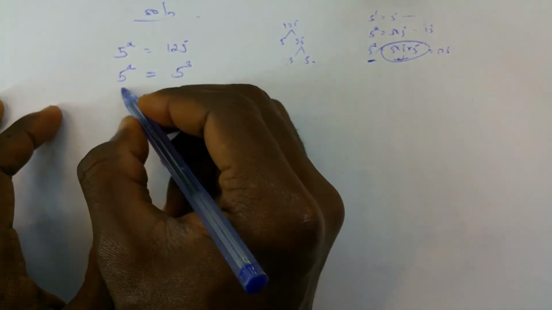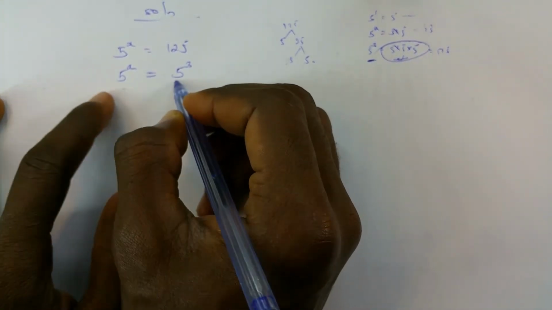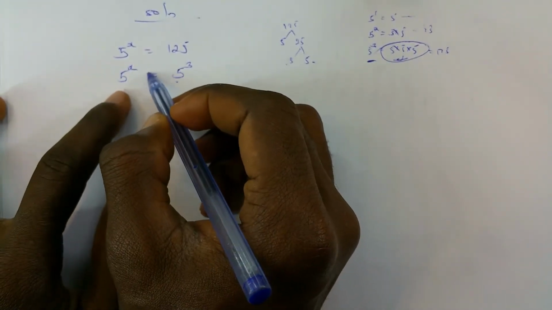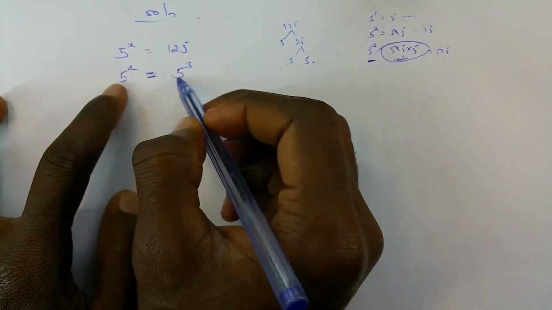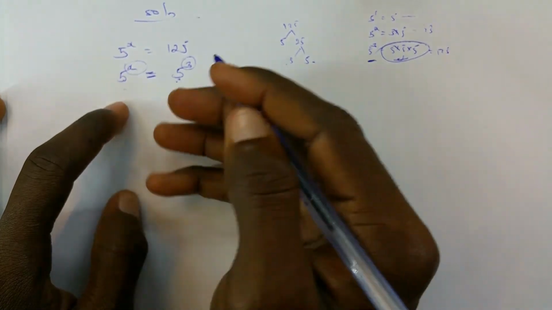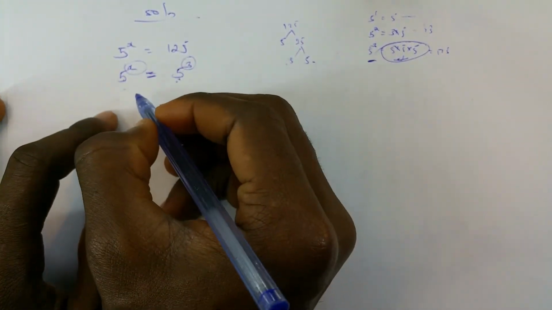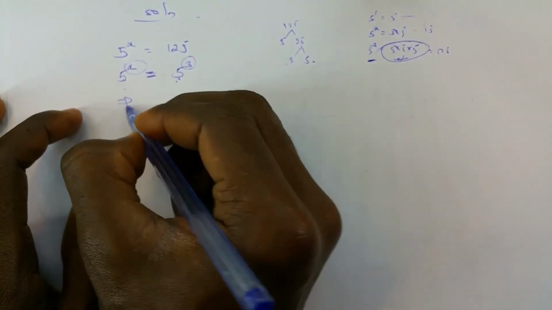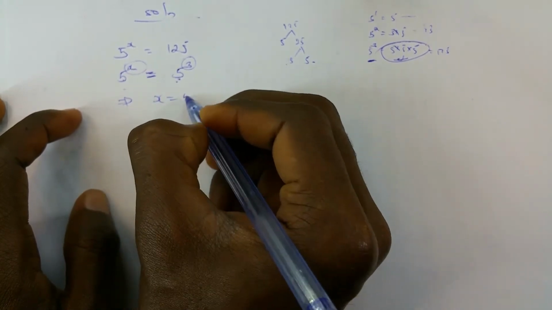Same base this side. But what does it imply? There is an equal sign saying these two are equal. If the bases are equal, that implies that their powers, or indices, are the same. So that implies that x equals 3.